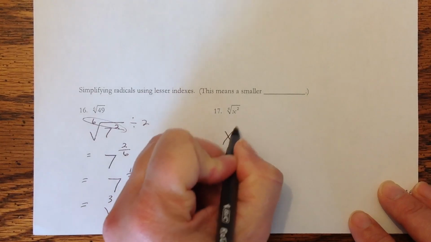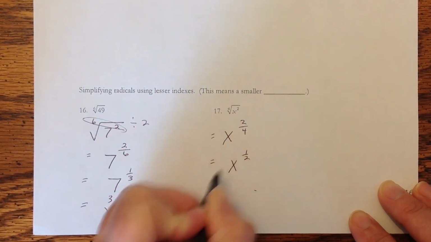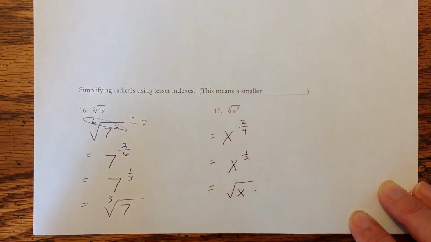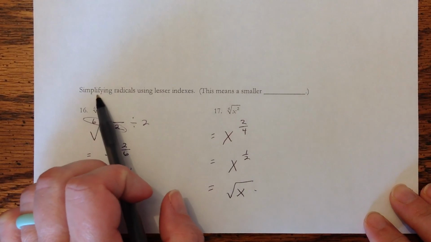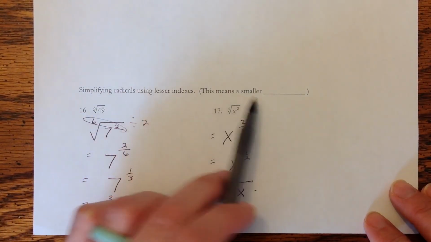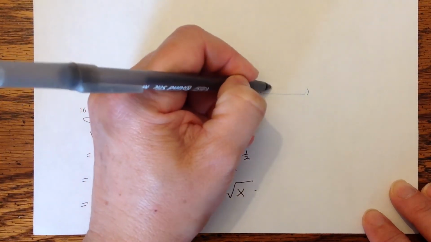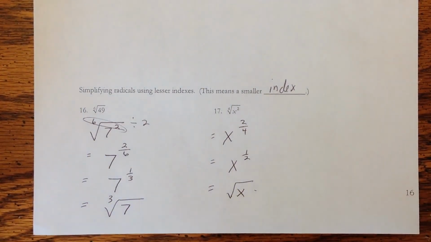This one, x to the 2/4, which is x to the 1/2, which is the square root of x. So when it says simplifying radicals using lesser indices, this means a smaller index. It means you need to work to a smaller index.